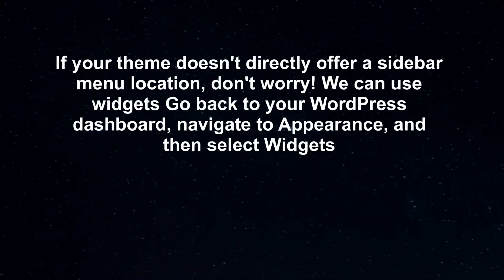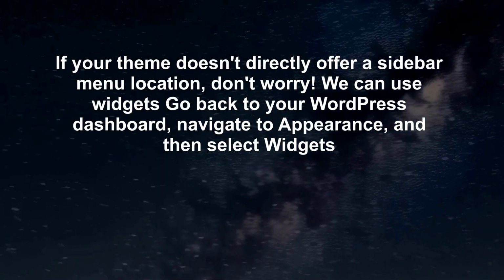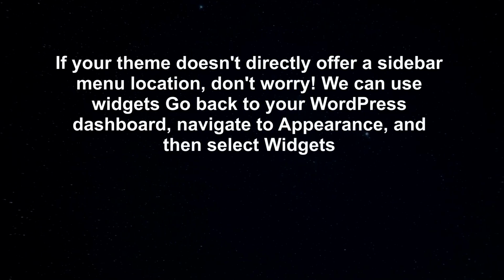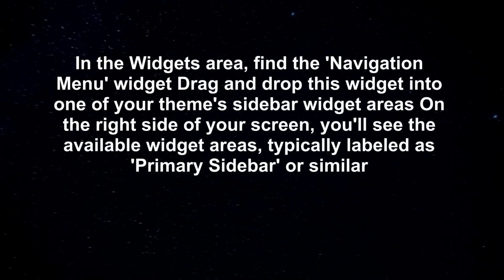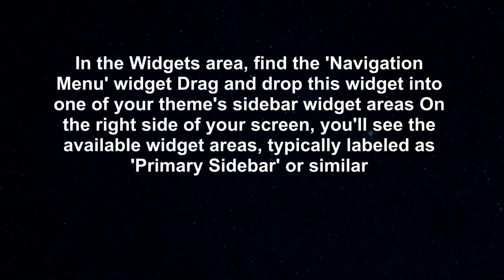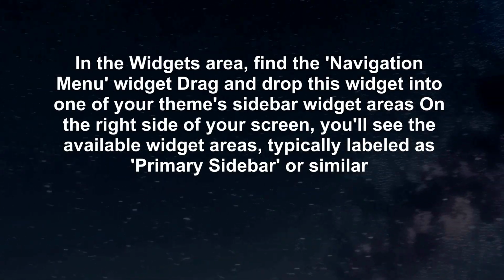If your theme doesn't directly offer a sidebar menu location, don't worry. We can use Widgets. Go back to your WordPress dashboard, navigate to Appearance, and then select Widgets. In the Widgets area, find the Navigation Menu widget, drag and drop this widget into one of your theme's sidebar widget areas on the right side of your screen.